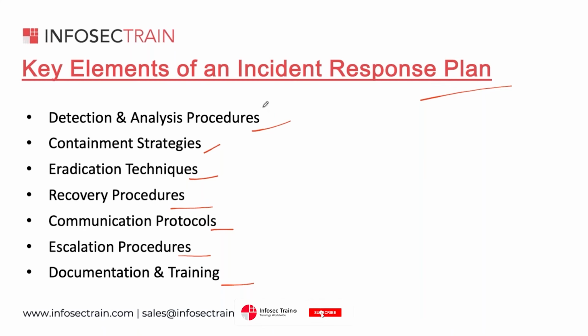So, how to identify and analyze the potential incident first. Then, methods to stop the incident from spreading. Then, how you are going to eradicate it. Then, obviously, you'll be talking about the recovery procedure, that once it is eradicated, you restore the affected things. Then how you will be communicating: clear guidelines for internal and external communication during the incident, because my communication channel can also be compromised.